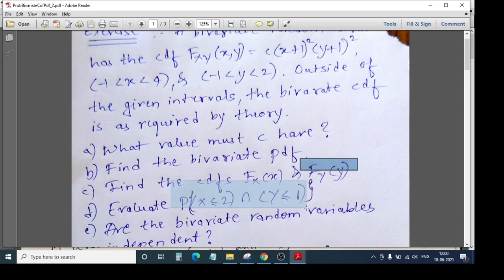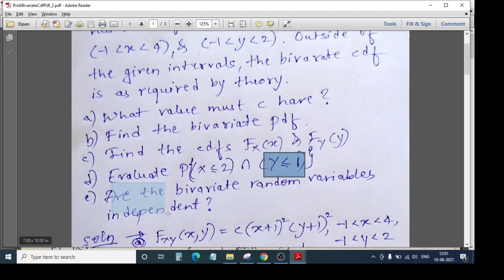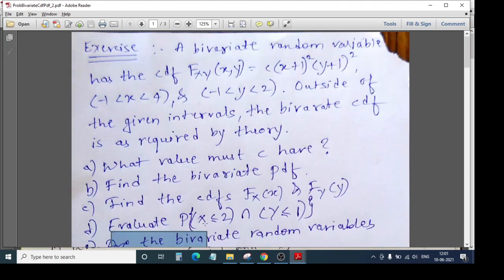Even this statement is there in your properties. That is nothing but probability of x less than or equal to 2 intersection with y less than or equal to 1. And the last thing is we need to check whether the random variables are independent of one another. Okay, so I told you directly the summary of the problem. I will tell you once again.